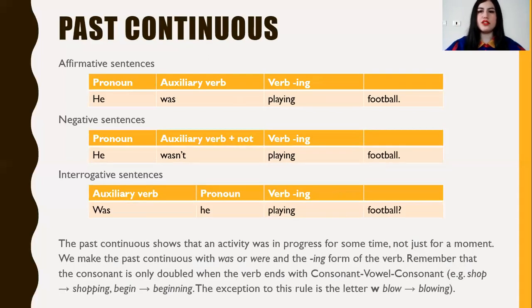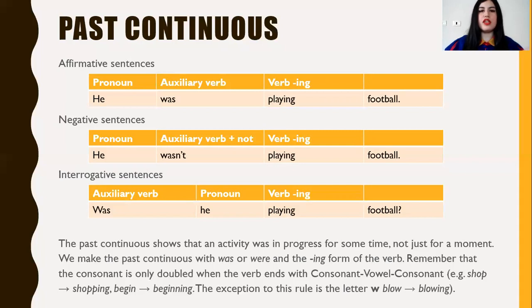Then we have the past continuous. Past continuous is exactly like all continuous tenses, where we have ing at the end of the verb. But here, instead of I am playing for an action that I'm doing currently, we're going to change the auxiliary verb into was or were, depending on the pronoun.